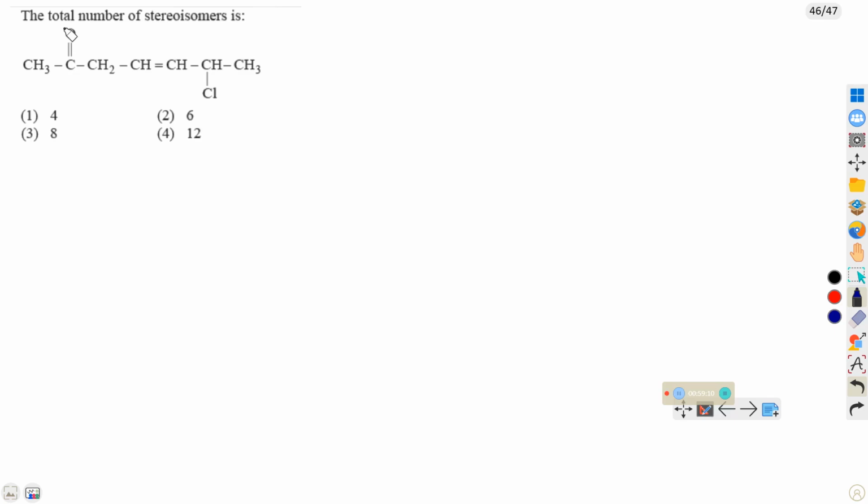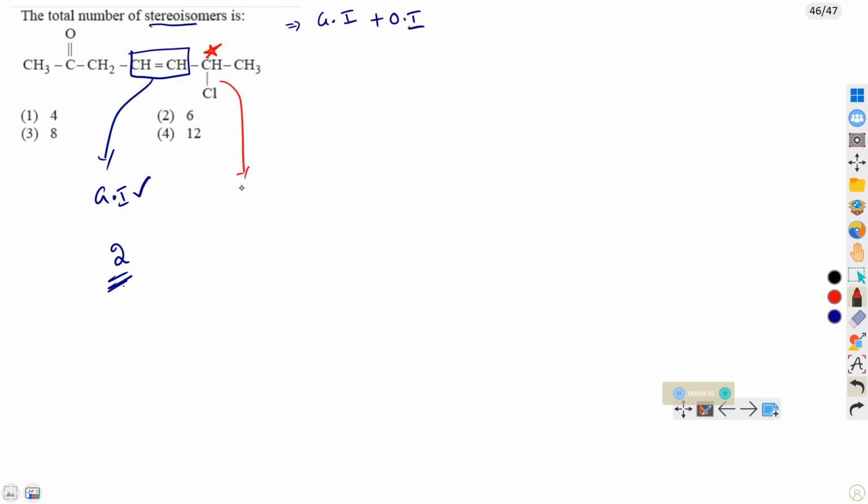The total number of stereoisomers means geometrical isomers plus optical isomers. First of all, geometrical isomerism is possible. Two geometrical isomers are possible. This is a chiral carbon atom. Optical isomerism is also possible. Those are also 2. 2 plus 2 equals 4. First option is correct.